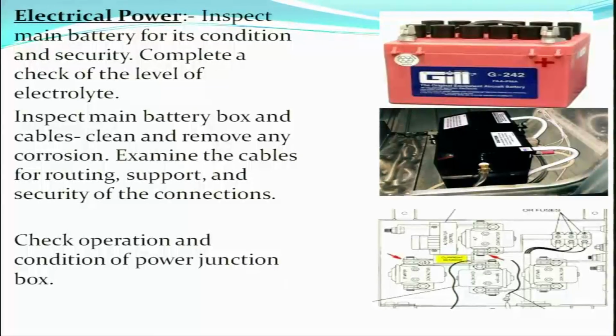Apart from the battery and the battery box and their connections, we check the operation and condition of the power junction box. There is a test specified in the maintenance manual which is to be carried out for the power junction box. In the figure you can see this is the power junction box. Different types of relays are there, battery relays, starter relays. So all the checks for this complete unit are specified in the maintenance manual. That check is also required to be carried out as part of the electrical system check.